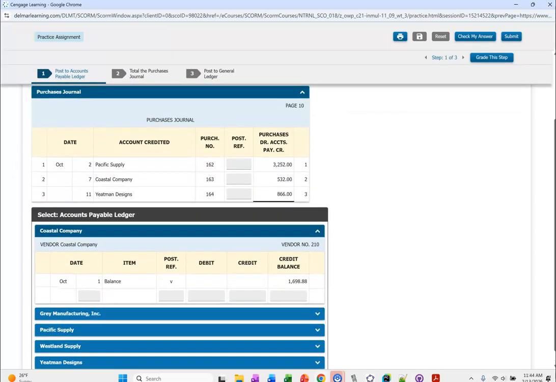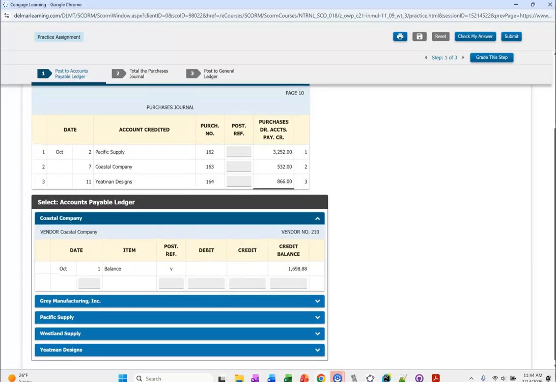Okay, so we have 3 transactions to Pacific Supply, Coastal Company, and Yeatman Designs. So our tabs in our sub-ledgers to the accounts payable ledger are listed below. I'm already in Coastal Company, so let's do that transaction now. So this occurred on the 7th. I would reference this to page 10 of my journal.